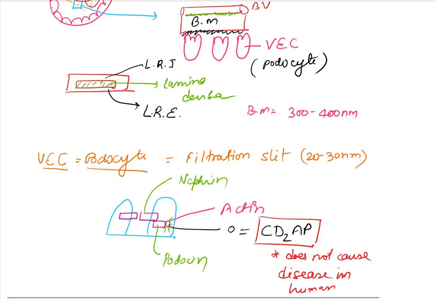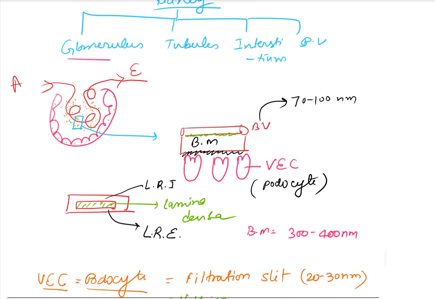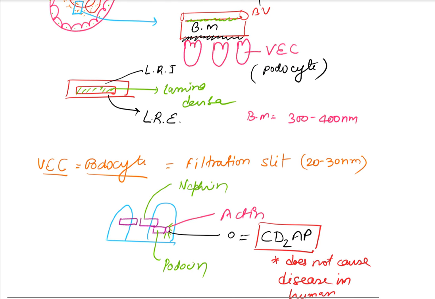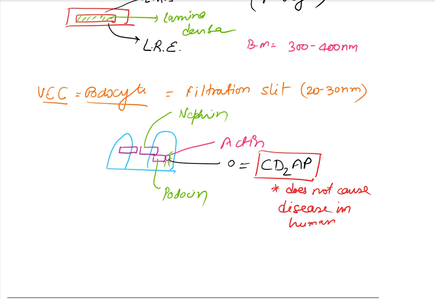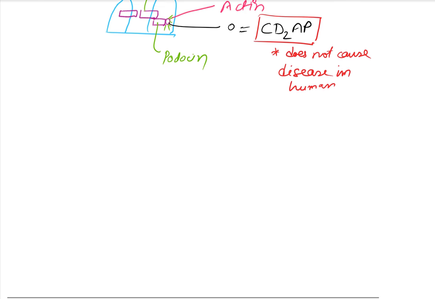So right now we saw the filtration membrane. I am repeating it: the blood vessel comprises endothelium resting on the basement membrane, which has three layers, lamina rara interna, lamina densa and externa. Its normal thickness is 300 to 400 nanometer, and the podocyte, also known as visceral epithelial cells, has filtration slits of 20 to 30 nanometer and is made up of four proteins, out of which three cause disease in humans, and CD2 associated protein does not cause disease in humans.